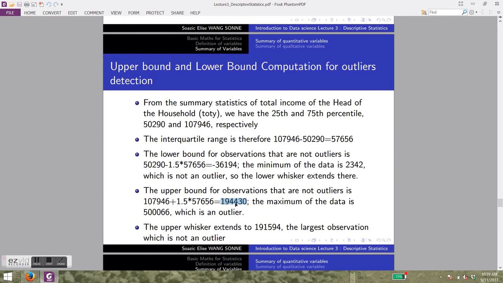194,430, and the maximum of our data, being 500,066, is an outlier. So the upper whisker cannot extend here, but we stop at a specific value of our data, which is right below this value, because this value is not part of our data set. So the upper whisker will extend to 191,594, which is the largest observation which is not an outlier. So that's very important to understand. So this is how you identify the outlier. You always take 1.5 times the interquartile range that you remove from the first quartile, or you add to the third quartile, to be able to have the lower and the upper whisker.